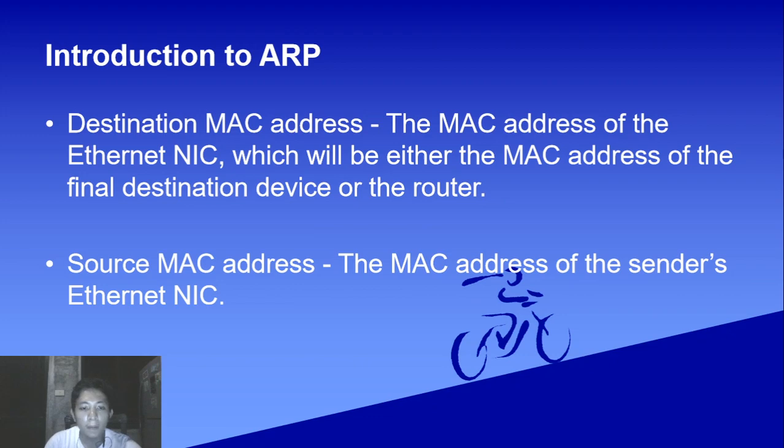The next one is the introduction to ARP. The destination MAC address is the MAC address of the Ethernet NIC, which will be either the MAC address of the final destination device or the router. The source MAC address is the MAC address of the sender's Ethernet NIC.